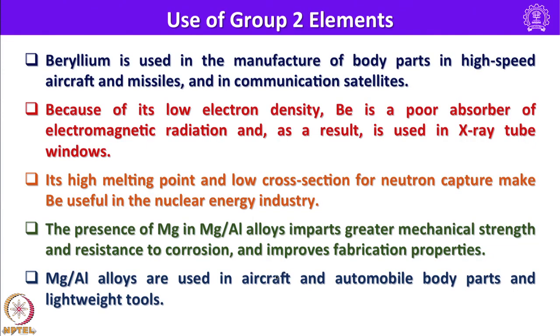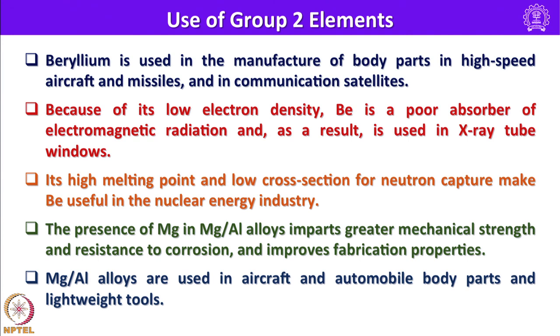Beryllium is used in the manufacture of body parts in high speed aircraft and missiles, and also in communication satellites. Because of its low density, beryllium is a poor absorber of electromagnetic radiation, and as a result, it is used in X-ray tube windows. Its high melting point and low cross section for neutron capture make beryllium useful in the nuclear energy industry.